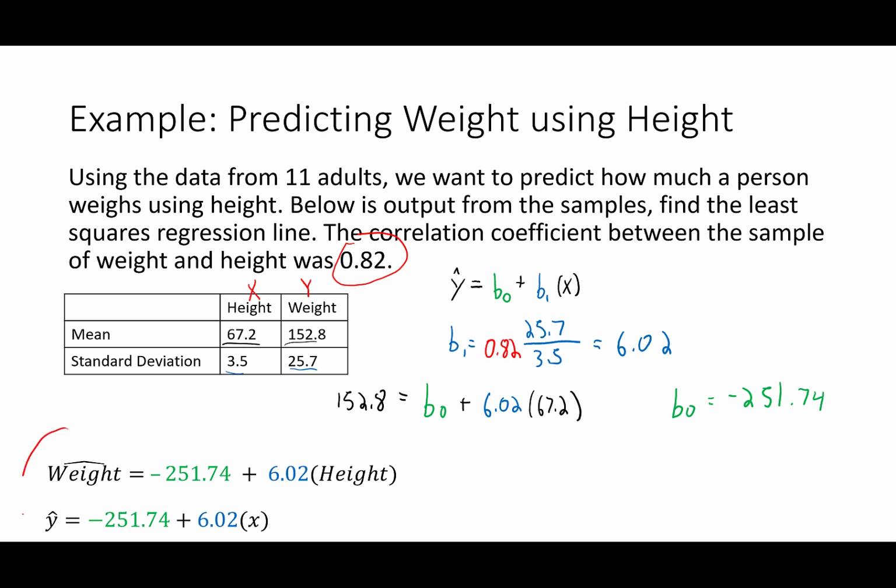Our final regression line should be written in terms of either one of these two equations, the variable names or just the x and y. This is how we would find the line of best fit, and this is how we would write it.